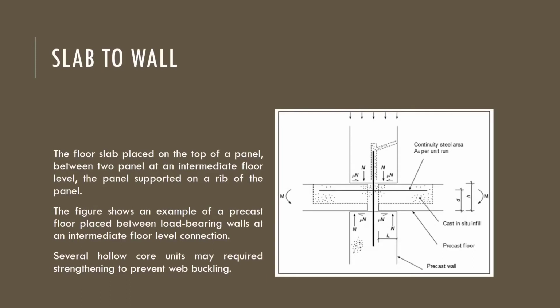Slab to wall connection. The floor slab is placed on top of a panel between two panels at an intermediate floor level. The panel is supported on a rib of the panel. The figure shows an example of a precast floor placed between load-bearing walls at an intermediate floor level connection. Several hollow core units may require strengthening to prevent web buckling.